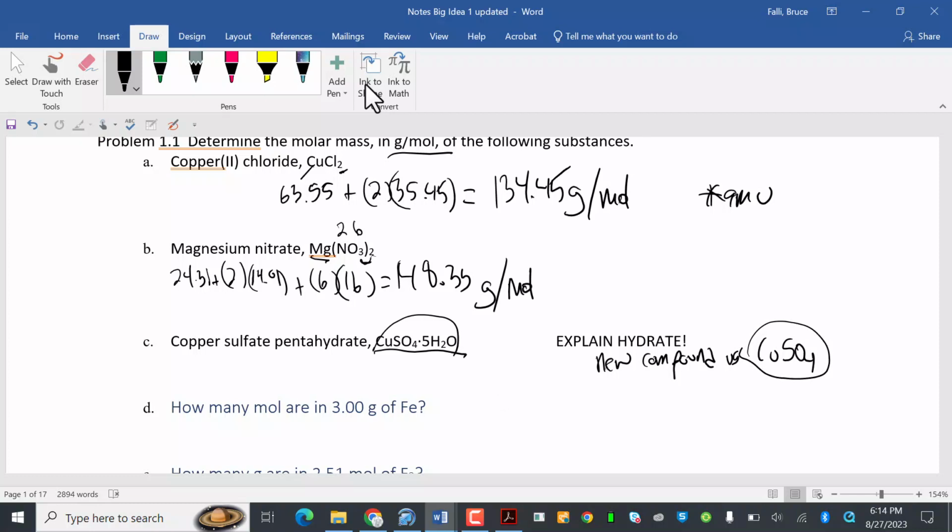Oh, I think my dog's gonna bark at me. Okay, so this is just, I'm going to find copper sulfate and then add 5 waters. Say hi, Penny. Say hi. Okay, she said hi.